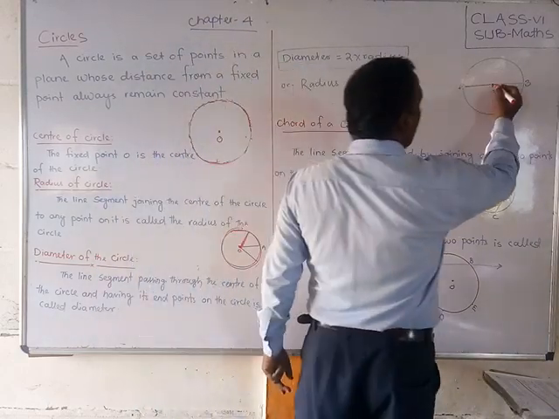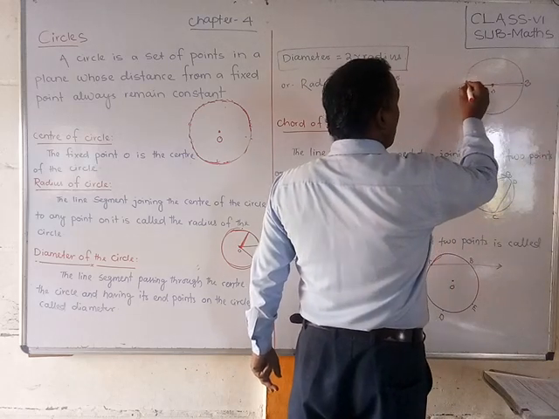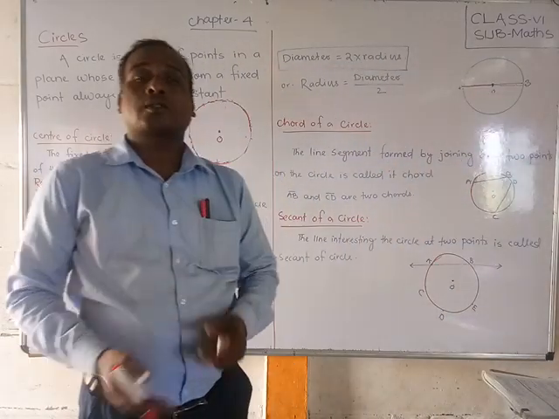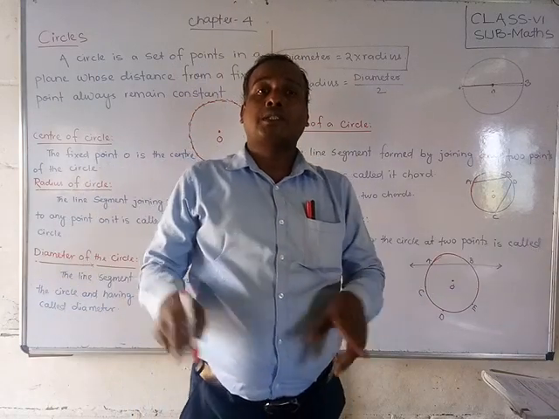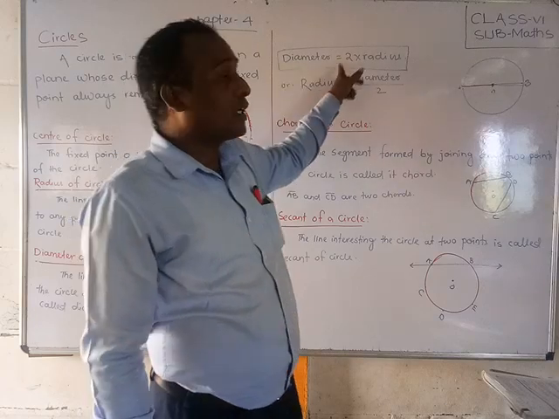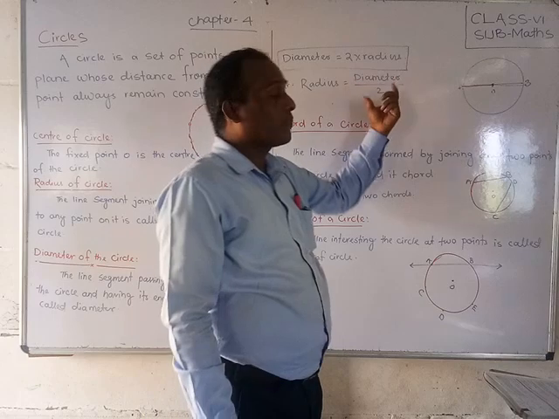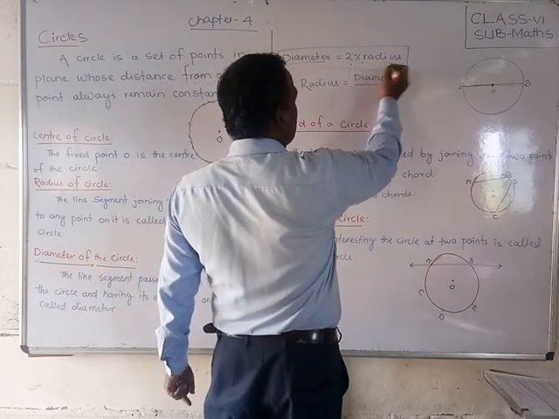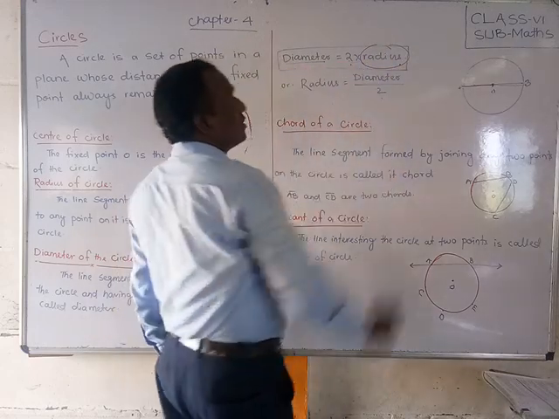Radius is from the center to any point. So 2 radius is equal to 1 diameter. We have to write that if it is opposite radius, that is called a diameter, and diameter is equal to 2 into radius. Okay friends, and radius is equal to diameter by 2. If you are asked for diameter, it is 2 into radius. If you are asked for radius, that 2 will come to this side, so diameter by 2.